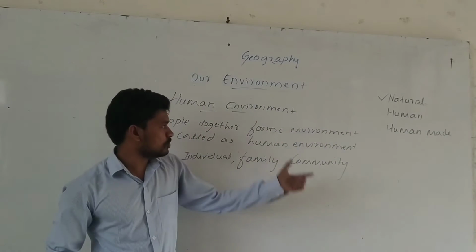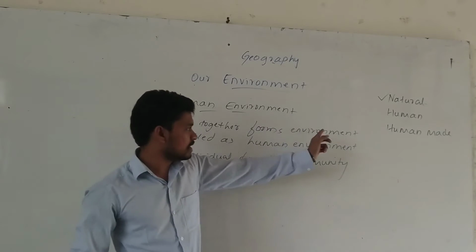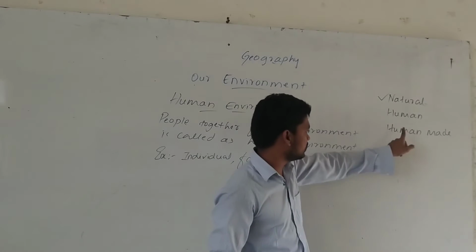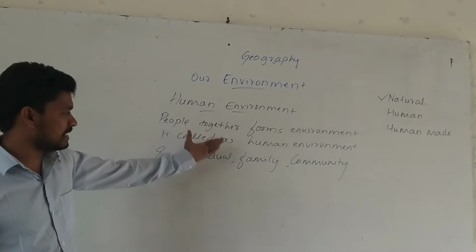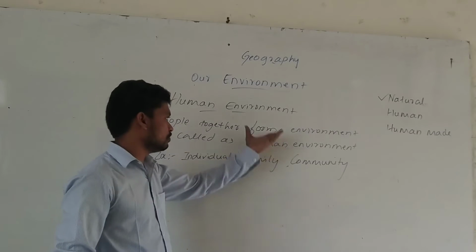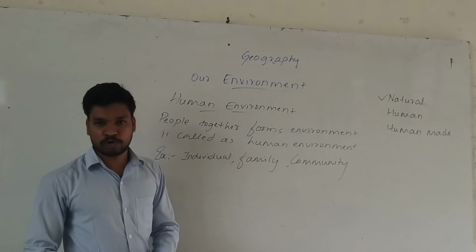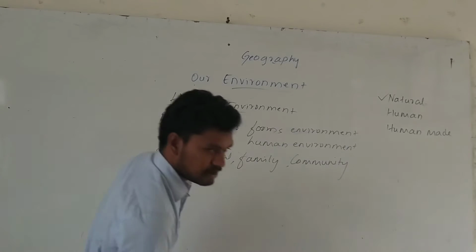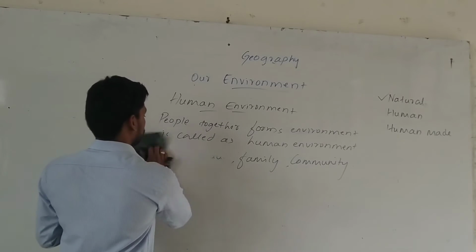The human environment is very important, because it is the human environment that makes use of the natural environment. Because of the human environment, the human-made environment is created. This is a very simple and easy concept about the human environment. The environment which is created by humans, a group of people, individuals and the community, is called the human environment. Is that all? Okay. We'll go on to the human-made environment.